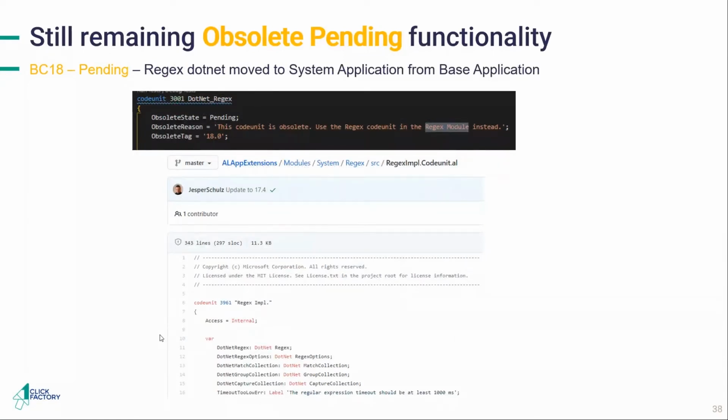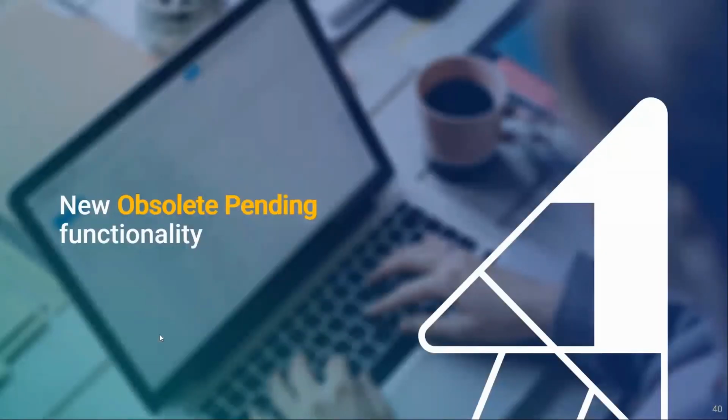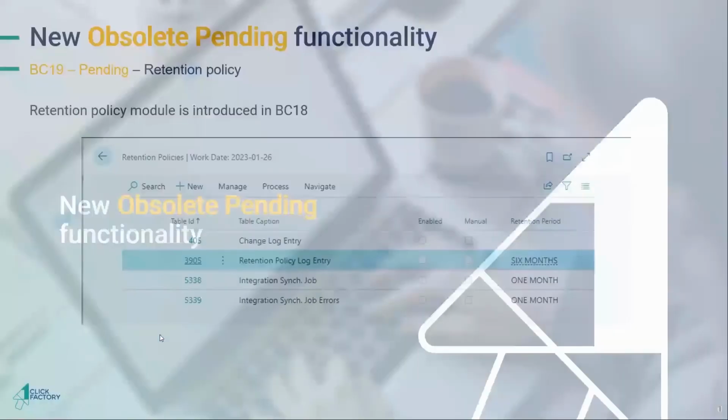The Regex module was again moved to the system application, and there are many places which are pending. Legacy GL entry locking, and yeah, that's it from the older releases. And what is the new obsolete pending in the Business Central 19?